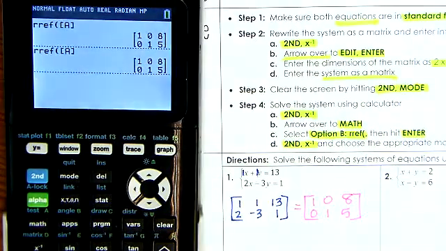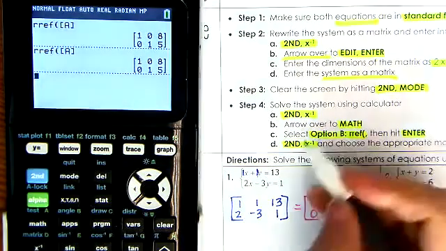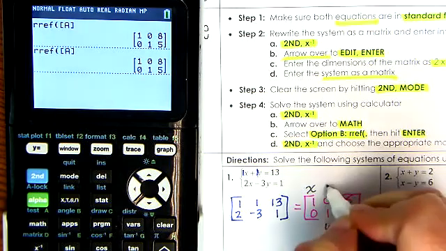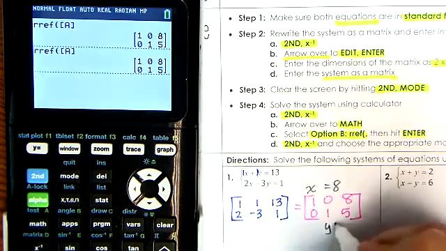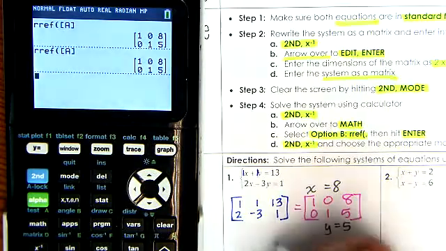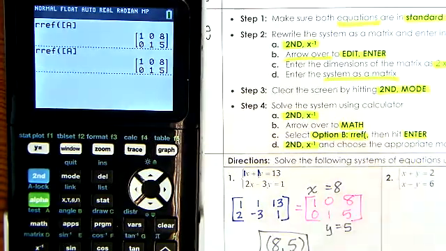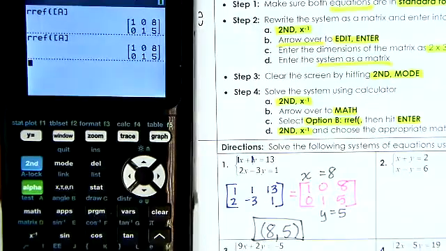Okay. Remember, this is the X spot. This is the Y spot. So this is saying X equals 8, Y equals 5. So therefore, my answer is 8, 5. And you can check by plugging it into either one of those equations to make sure that it is correct.